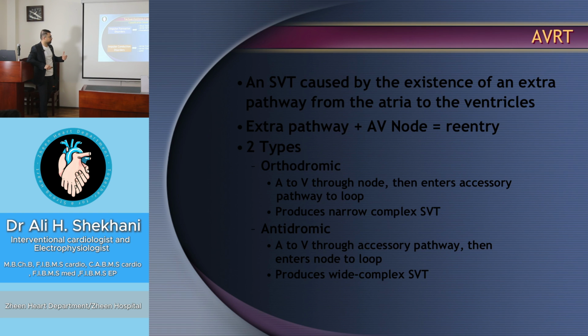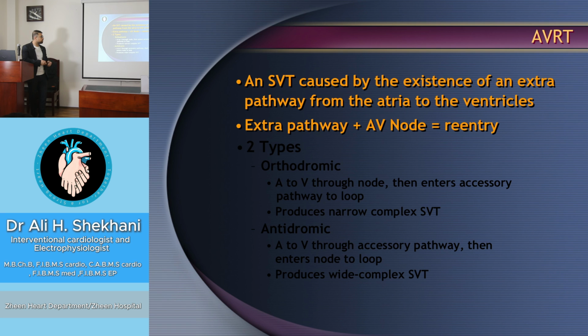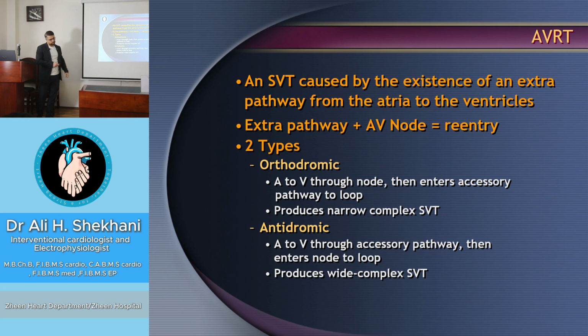And could be AVRT. In AVRT, you have an extra pathway that connects the atrium to the ventricle, bypassing the AV node, and it could be orthodromic or antidromic. In orthodromic, the conduction passes through the AV node and comes back by the accessory pathway retrogradely, while in antidromic, the conduction goes through the accessory pathway anterogradely and through the AV node retrogradely.